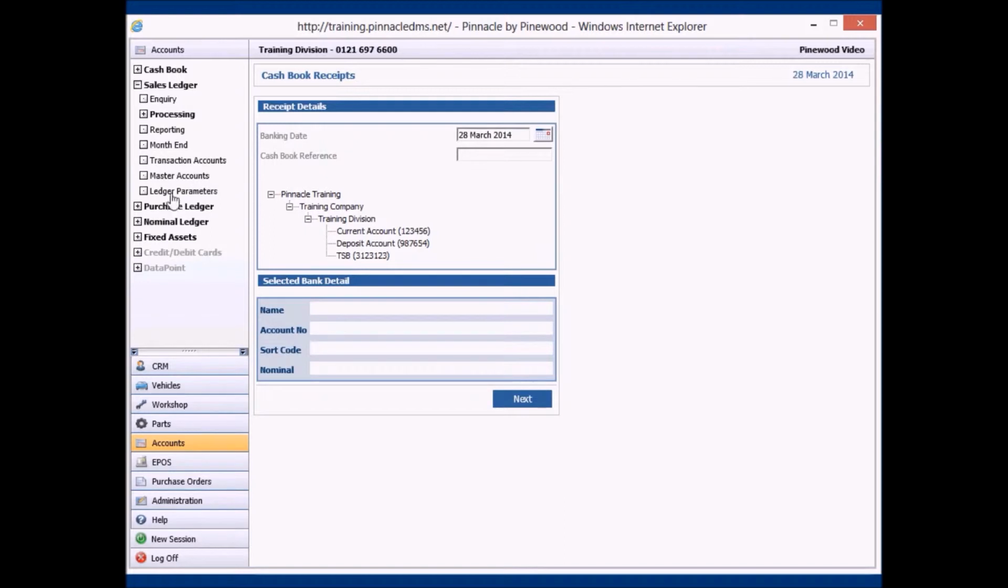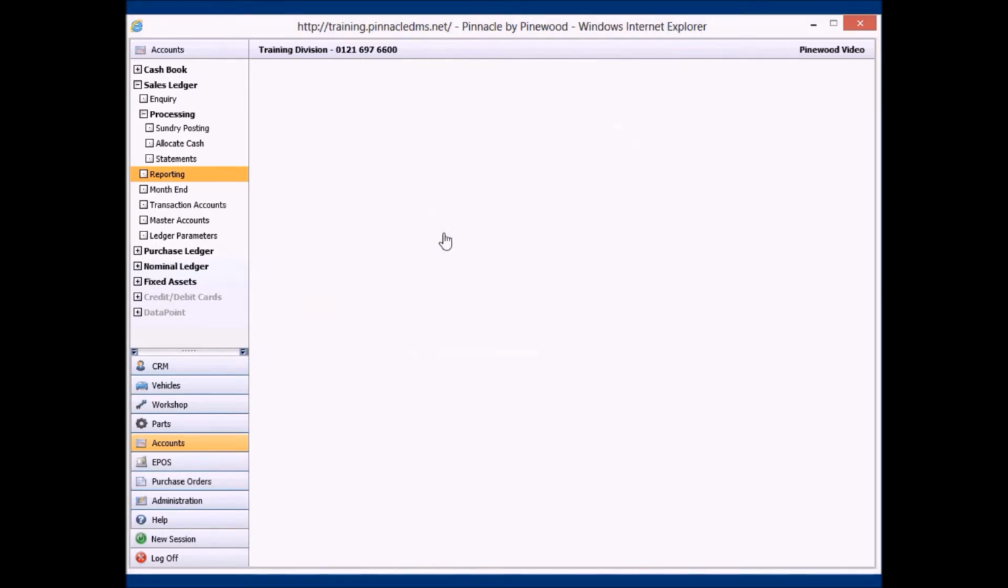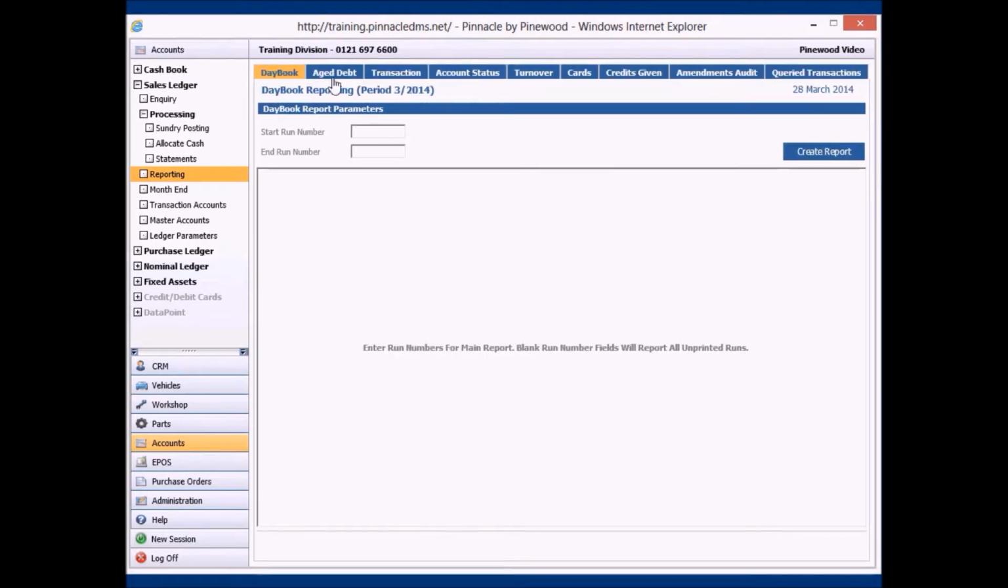Within the sales ledger functions, we'll be looking at account inquiries, posting sundry invoices and sundry credit notes, the allocate cash routines, and statement runs. Within the reporting section, we'll be detailing exactly how all the reports work, from the daybook, age debt, transaction, account status, turnover reports, the credit card report, credits given, amendments audit, and query transactions reports. We'll also be covering sales ledger month end.